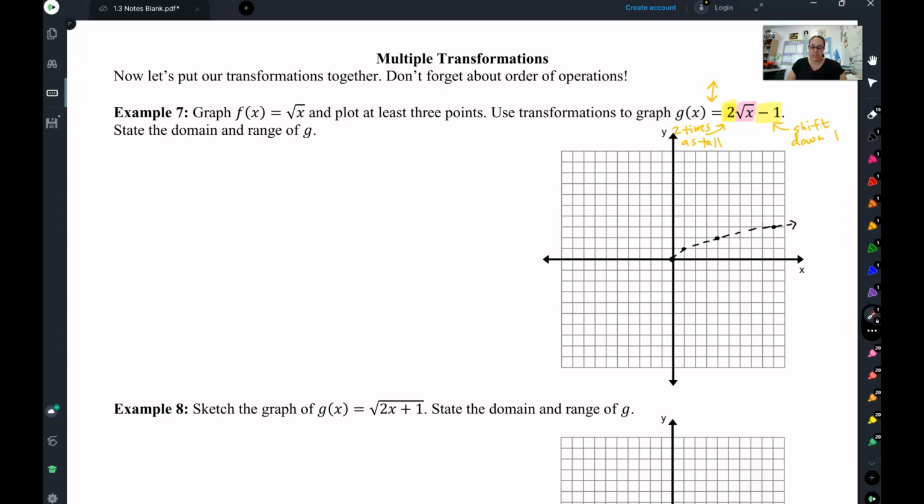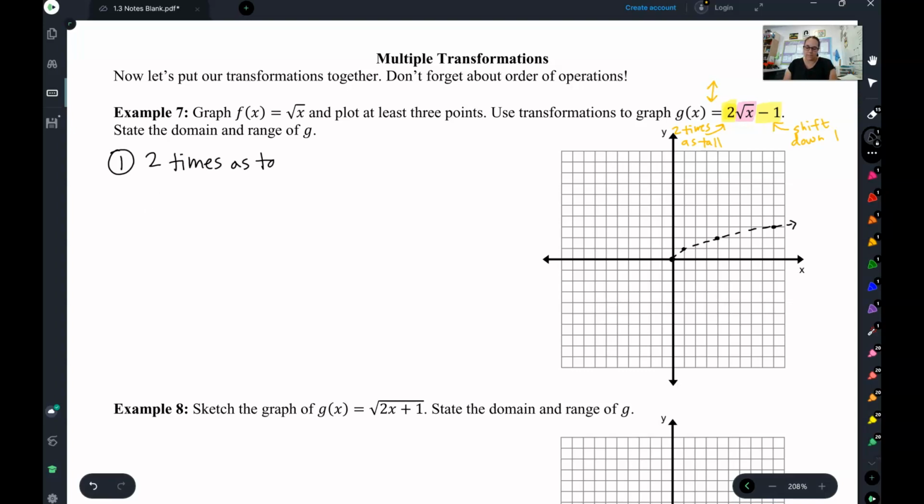So the next question is, what order do I do these transformations in? Which one do I do first? Do I go down 1 and then make it twice as tall? Or do I make it twice as tall and then go down 1? Well, the answer for that is order of operations. So our order of operations, we do parentheses, exponents, multiply, divide, add, subtract. So we're going to multiply first here, so that means we're doing our scaling first, 2 times as tall. Then we want to do our adding, subtracting, so then we're going to shift down 1.